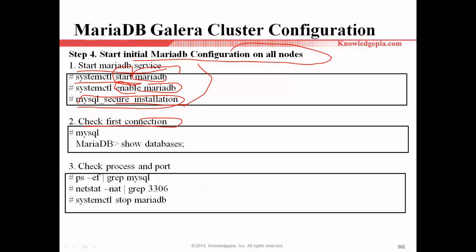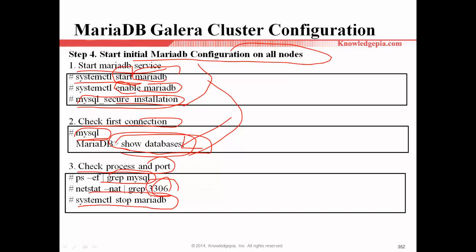If we are successful to start MariaDB, then you can log into the database with mysql, and you can use this command, show databases. Then this one will show the basic databases from MariaDB. Step 3, check the process and port. If we are successful, then check the process first here, mysql, and the port number. MariaDB also will use 3306. And after that, we need to stop this service, systemctl stop mariadb.